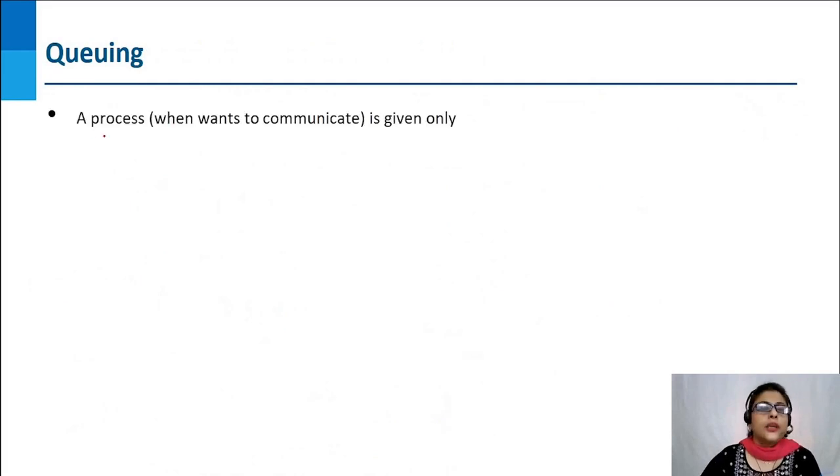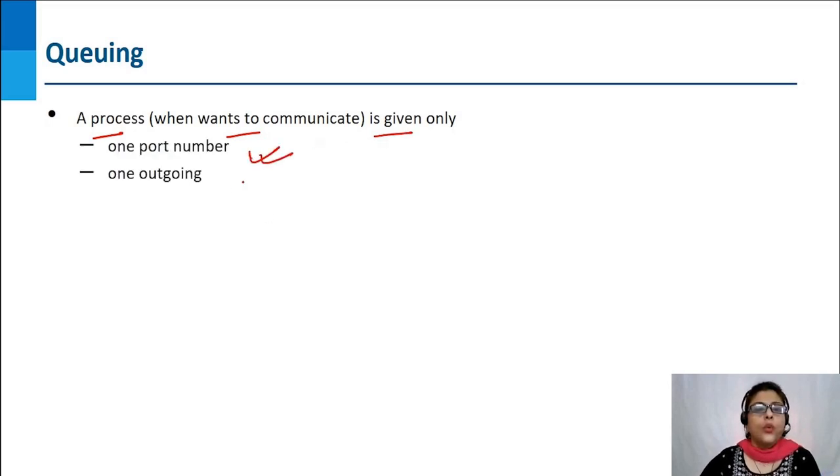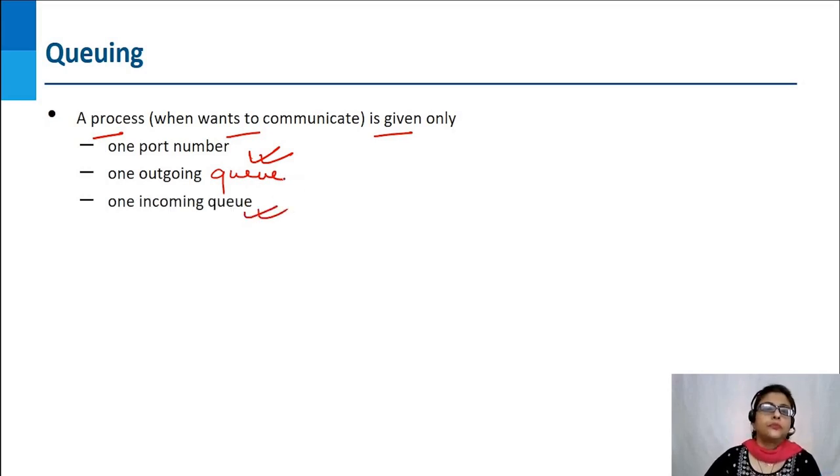Let's understand queuing. Queuing is a process when somebody who wants to communicate is given only one port number, one outgoing queue, and one incoming queue. So three things are necessary for the transport layer to transmit data through the port. We have understood about port in earlier videos, but we have never gone into the details of queuing.